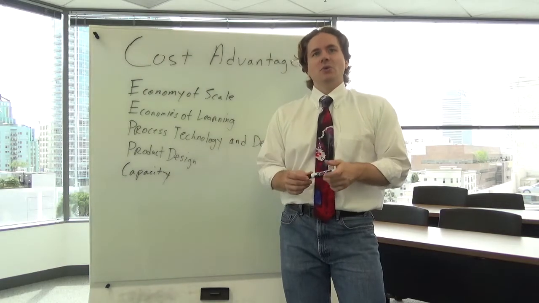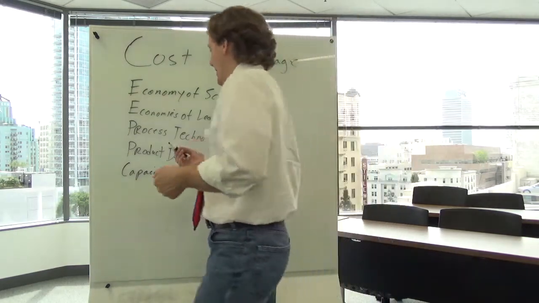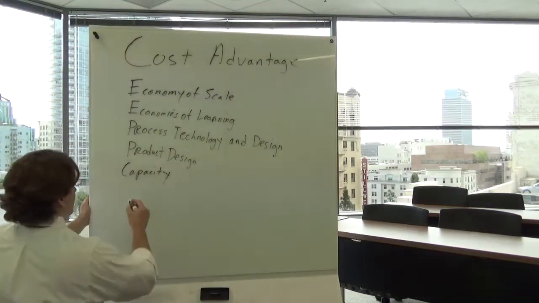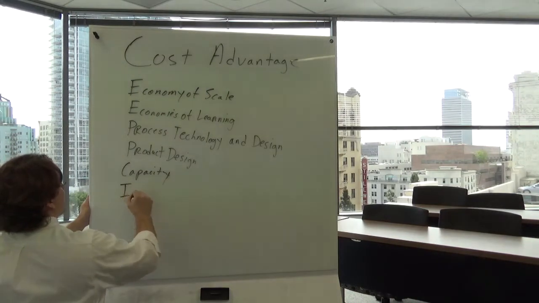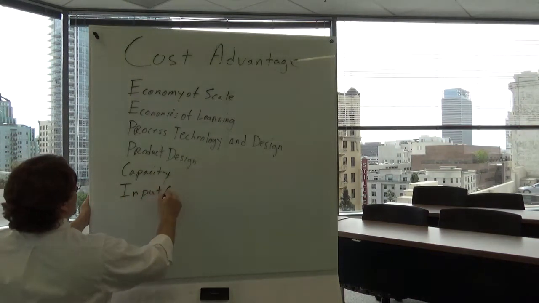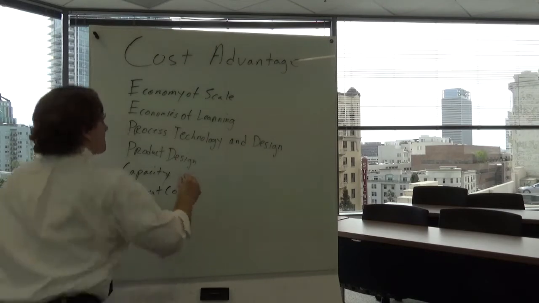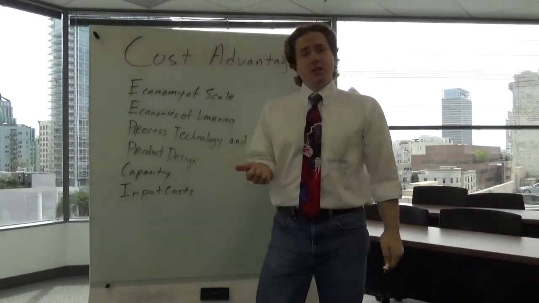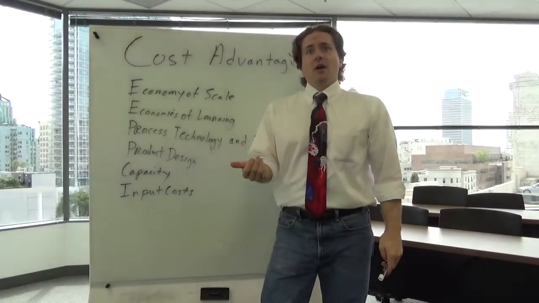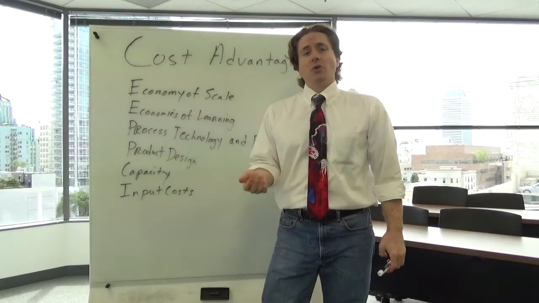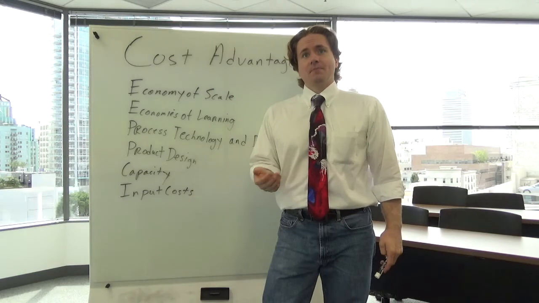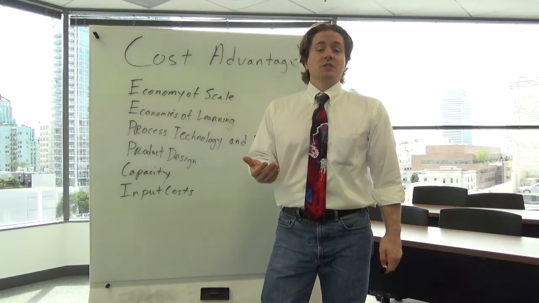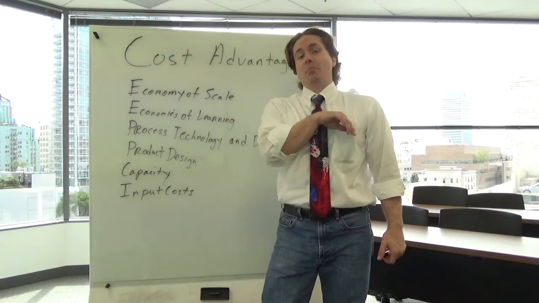So that's capacity utilization. And then there are certain things like input costs, and input costs could be a variety of things. Certain locations are going to be more expensive than others. There's going to be certain ownership of low-cost resources that's important. Unionized versus non-unionized labor, and of course, bargaining power.